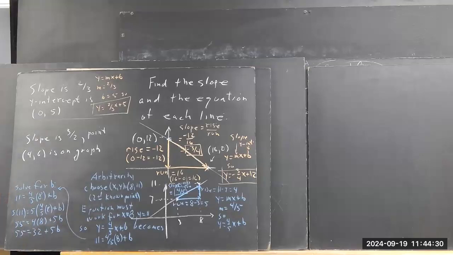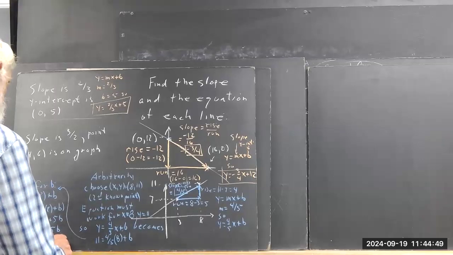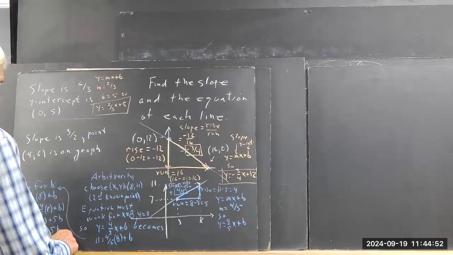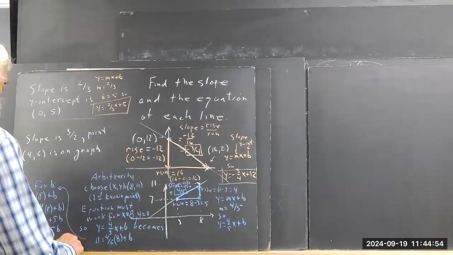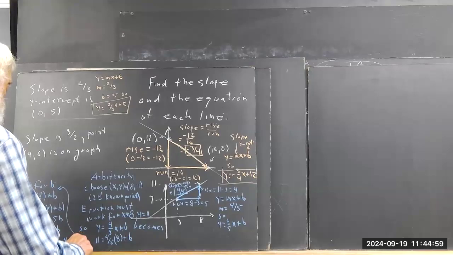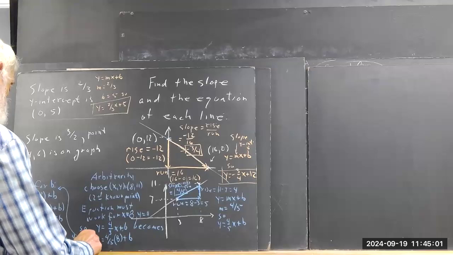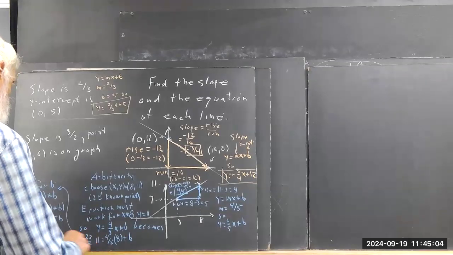So we'll get 55 equals 32 plus 5b. I don't have room to write out the rest. Let's subtract 32 from both sides. Gives us 23. So we're going to divide by 5. We get b equals 23/5. So that our equation is this.